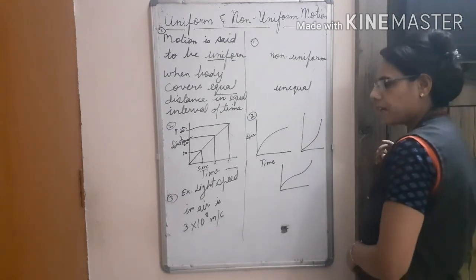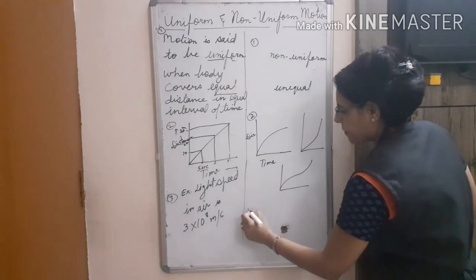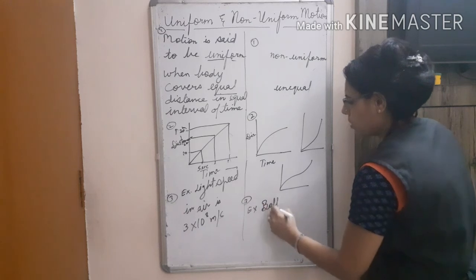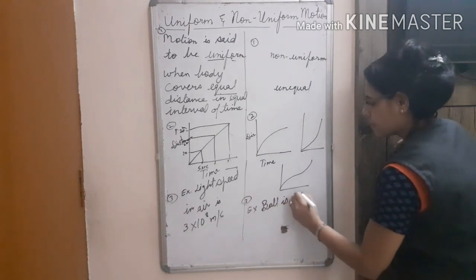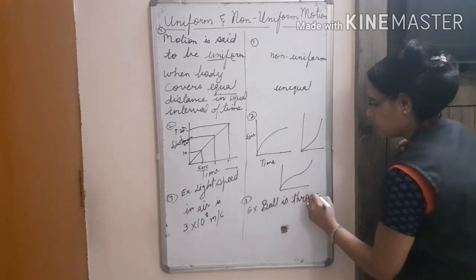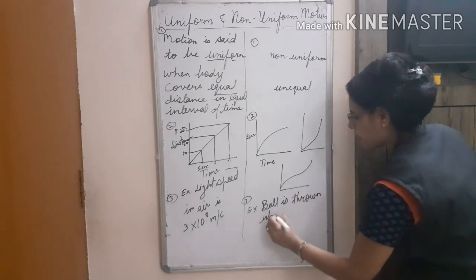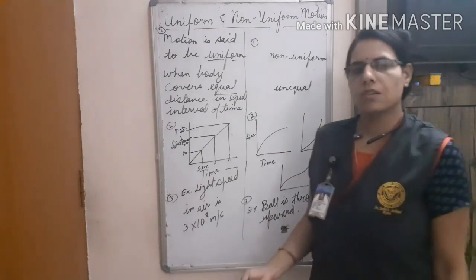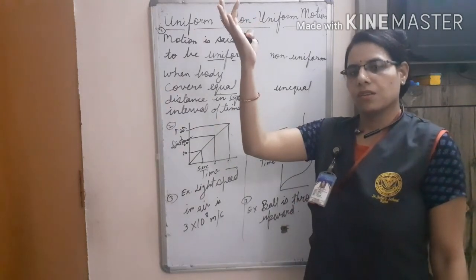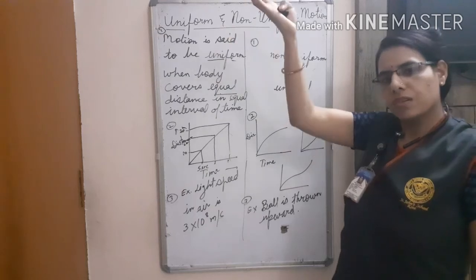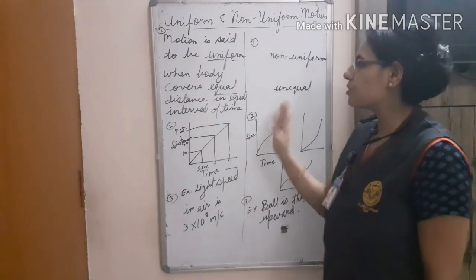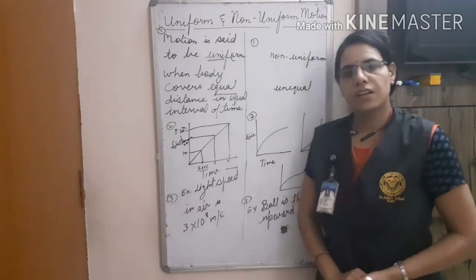Here we can write: a ball is thrown upward. We are throwing a ball in the upward direction. So its speed will change according to the gravitational force which acts on it. So this is the uniform and non-uniform motion.